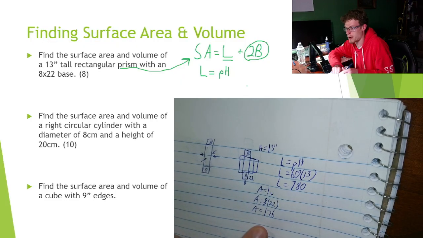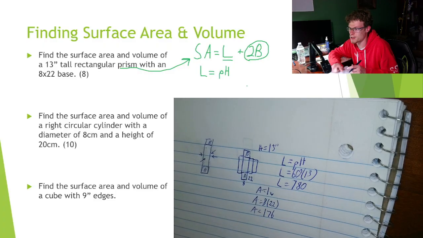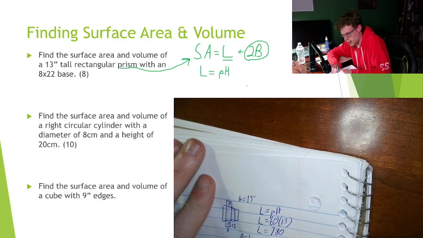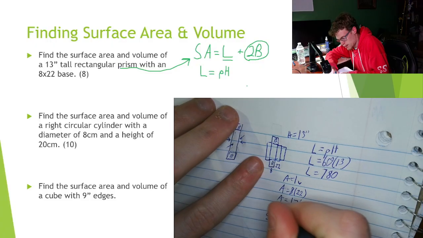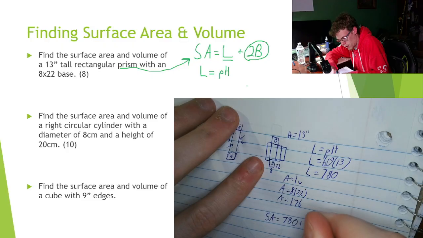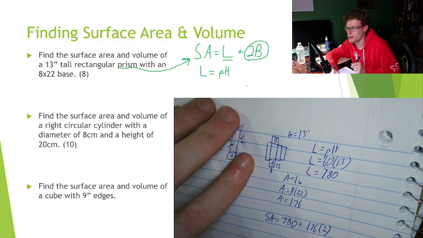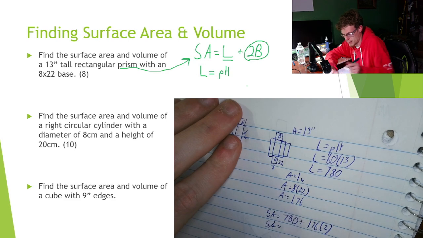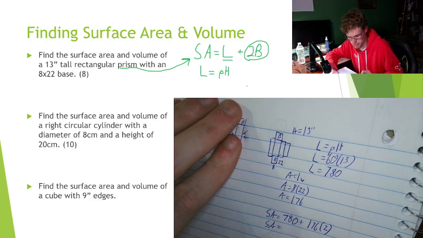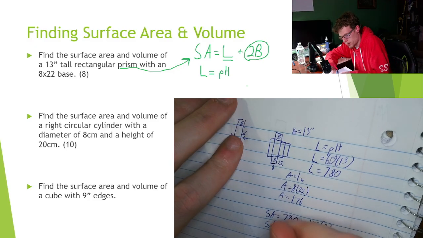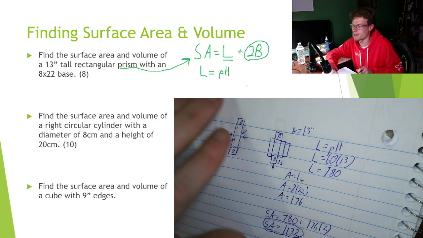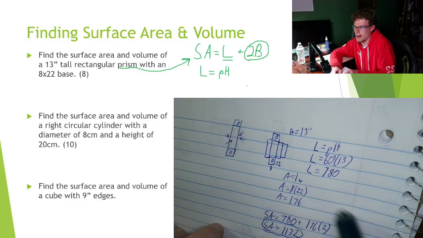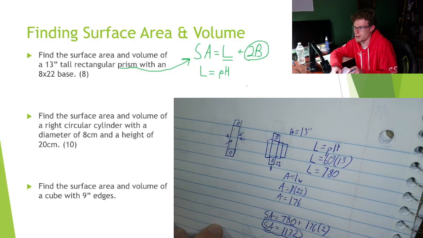Right? And remember, with this area is 176, but since there's 2 bases, what we're going to have to do to find the total surface area is we're going to have to do 780 plus 176 times 2. And when we do that, we're going to get, once we punch it in, 1,132. That's the correct answer. Right? So, that is how you can find surface area of rectangular prism right there.